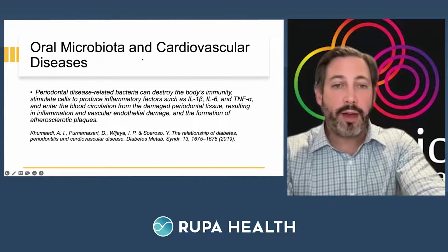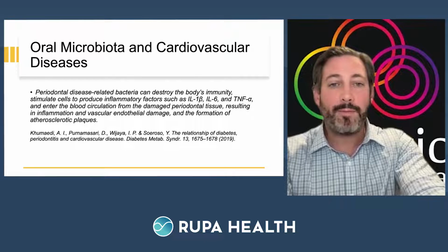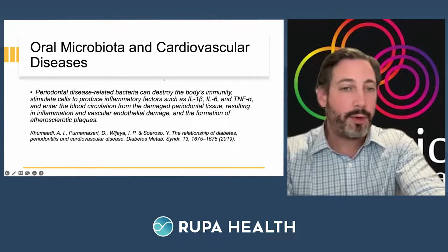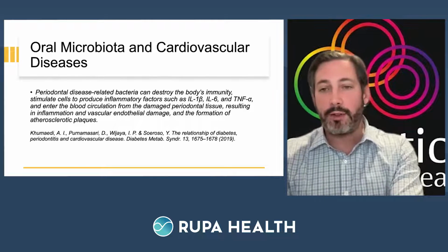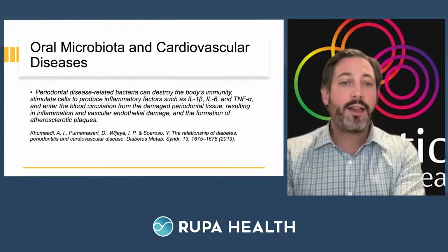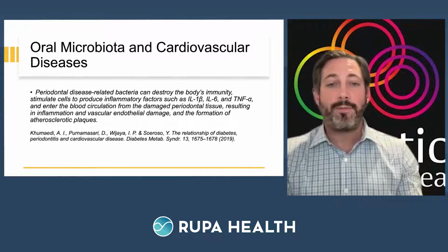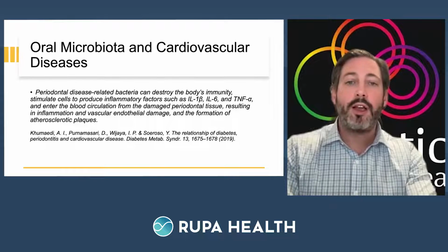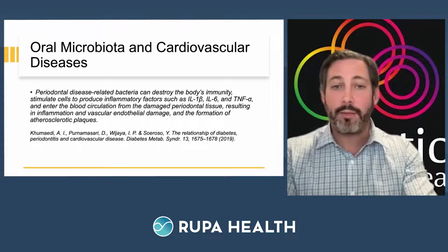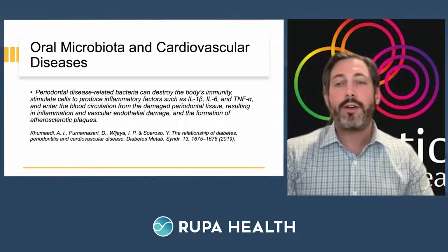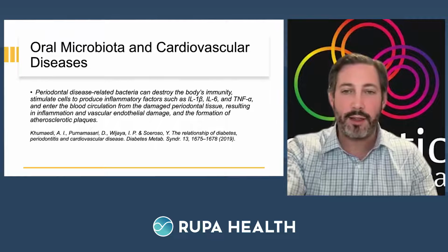The other thing I mentioned is about the oral microbiome and cardiovascular diseases. And we know that periodontal disease bacteria can actually affect the body's immunity, and they definitely are pro-inflammatory, creating interleukins and TNF alpha, and those molecules can enter the blood circulation and start damaging other areas of the body. And that especially is true for vascular endothelial damage. And that can lead to arteriosclerotic plaques, which of course will lead to other forms of disease in the cardiovascular system. And that has been highly proved. This is very acknowledged.